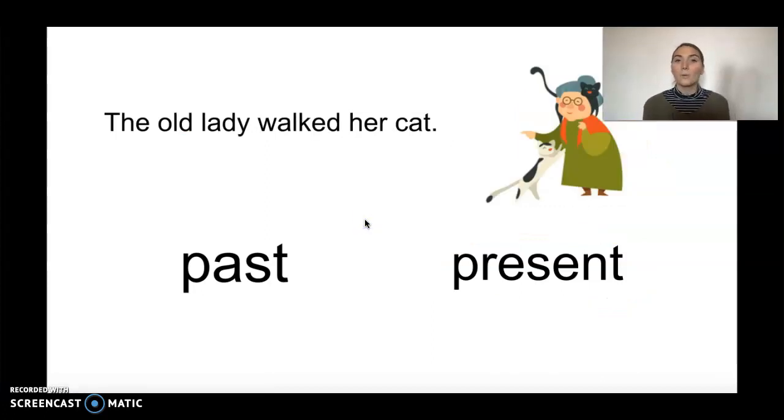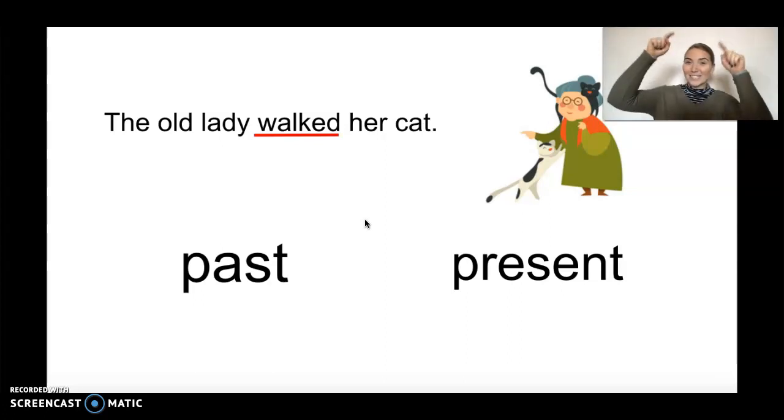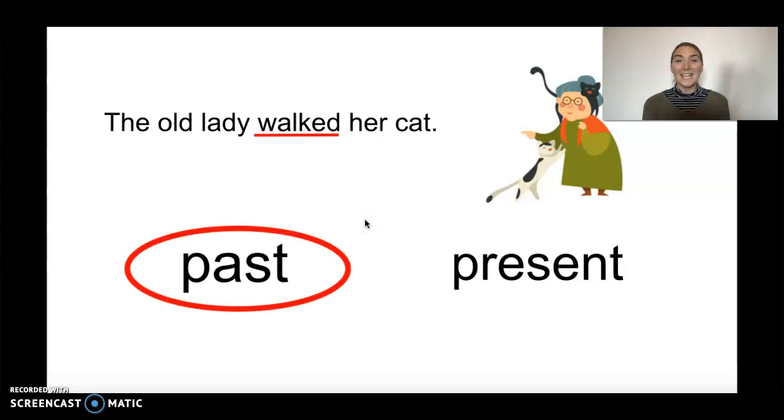The old lady walked her cat. First, let's find the verb. The verb is walked. Did this happen in the past or is it happening in the present? It happened in the past. We see ed at the end of that verb.